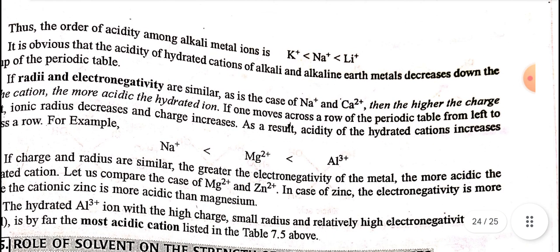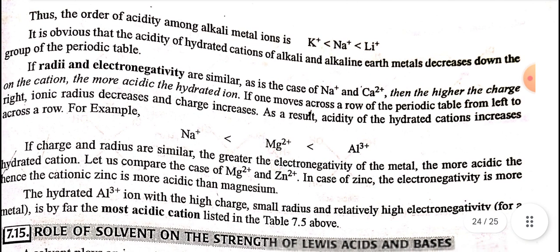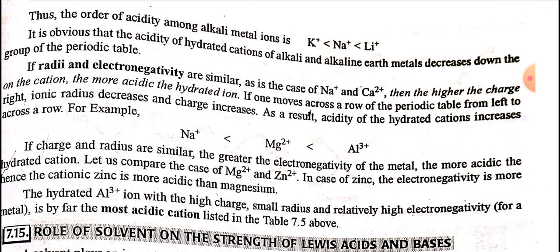Thus the order of acidity among the alkali metals is potassium, sodium, and lithium. It is obvious that the acidity of hydrated cations of alkali and alkaline earth metals decreases down the group of the periodic table. If radii and electronegativity are similar, as in the case of sodium and calcium, then the higher the charge on the cation, the more acidic the hydrated ion. If one moves across a row of the periodic table from left to right, ionic radius decreases and charge increases. As a result, the acidity of hydrated cations increases across a row.